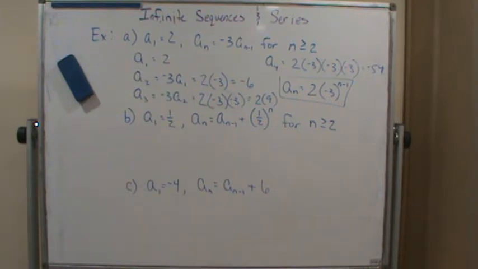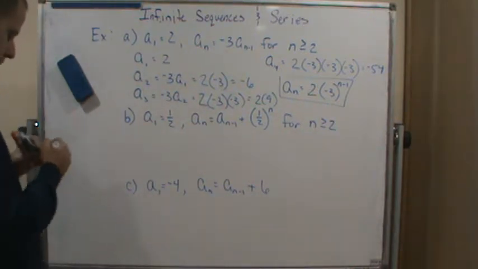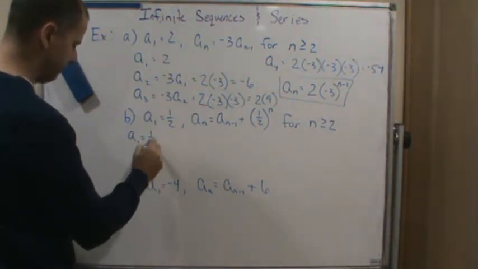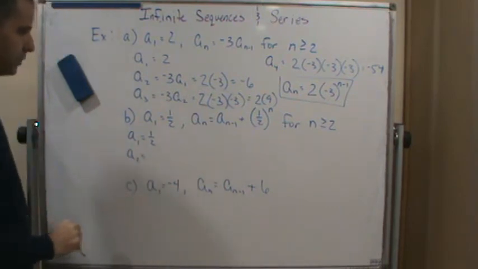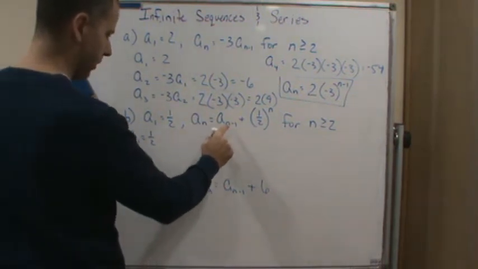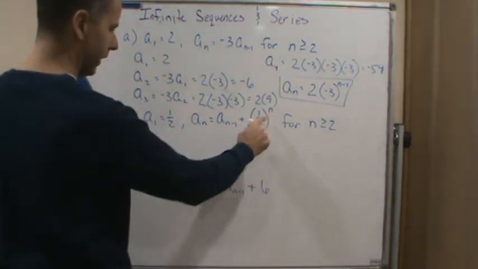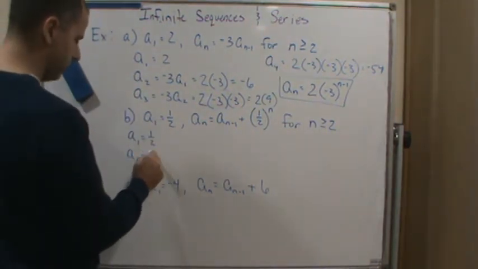So now, let's look at the next one. Let's write a few terms and see what we get. Okay, so a sub 1 equals a half. A sub 2 equals what? A sub 1 plus a half, right? So this is going to be a half plus a half.